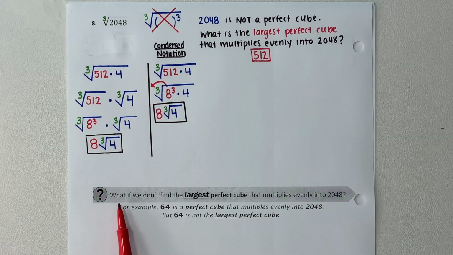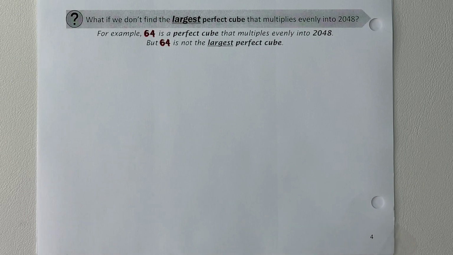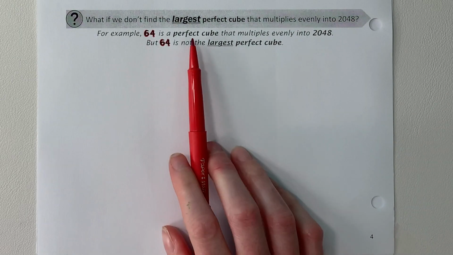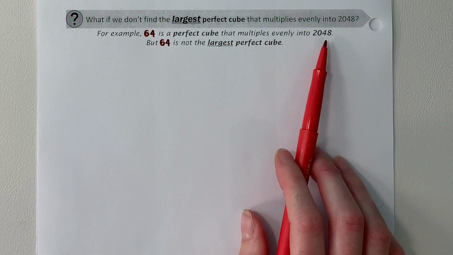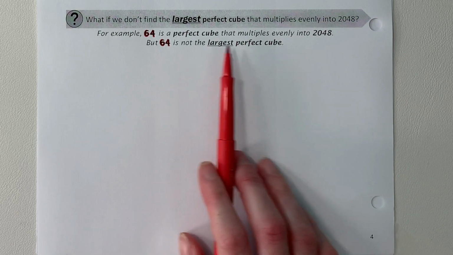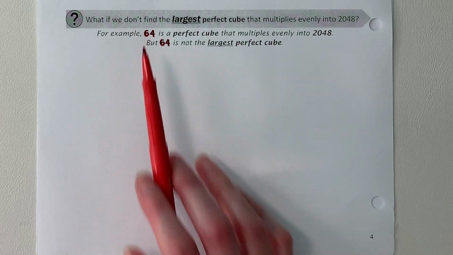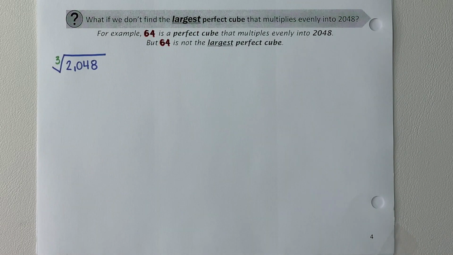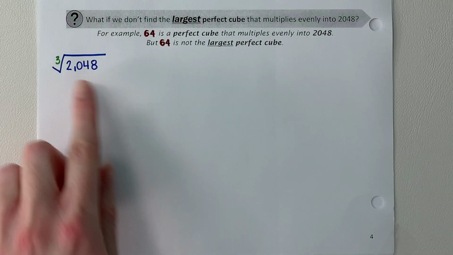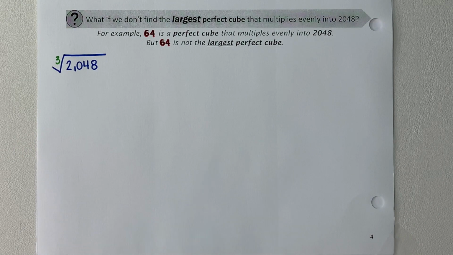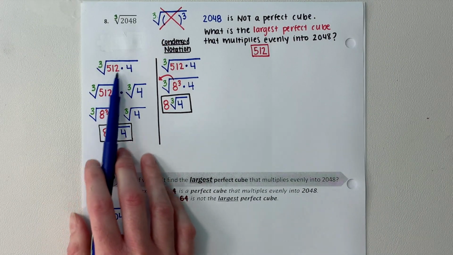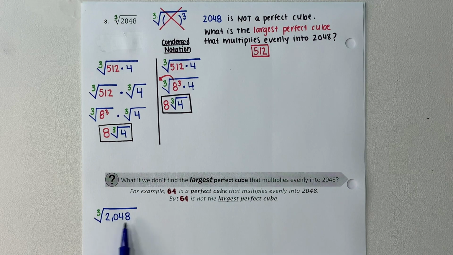So this is the question. What if we don't find the largest perfect cube that multiplies evenly into 2048? For example, 64 is a perfect cube that multiplies evenly into 2048, but it's not the largest perfect cube. So what if we solve this problem using 64? Can we still get the right answer in the end? I've started by copying down the original problem here. Now let's suppose we make a mistake here. We don't realize that 512 is the largest perfect cube that multiplies into 2048. We mistakenly think it's 64.